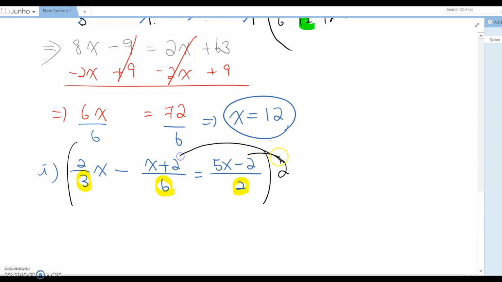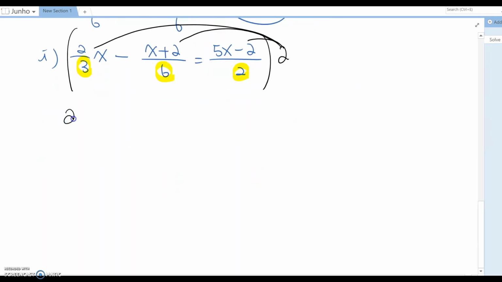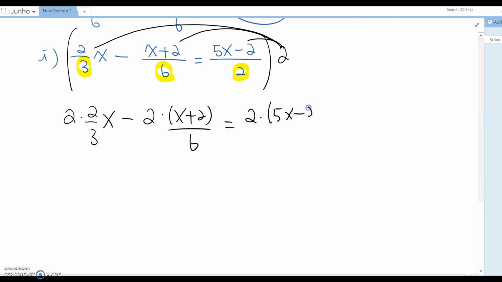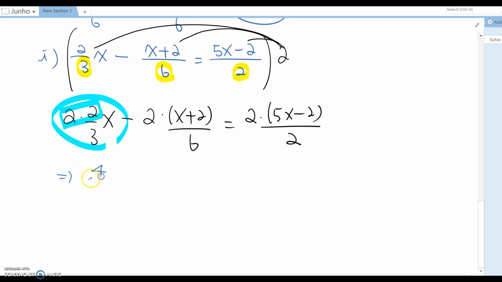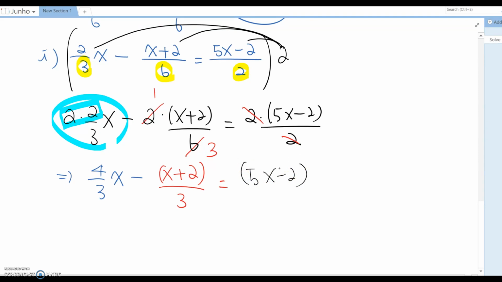So now you distribute. Then this becomes 2 times 2 over 3x minus 2 times x plus 2 over 6 equal to 2 times 5x minus 2 over 2. Now you simplify if possible. Unfortunately, this first one we cannot simplify, so you multiply these two numbers, and this is going to be 4 over 3x minus, and fortunately we can simplify this, 2 becomes 1, 6 becomes 3, so it becomes x plus 2 over 3, equal to, and 2 and 2 cancel out, so it becomes 5x minus 2. Now we still have a denominator, which is 3.